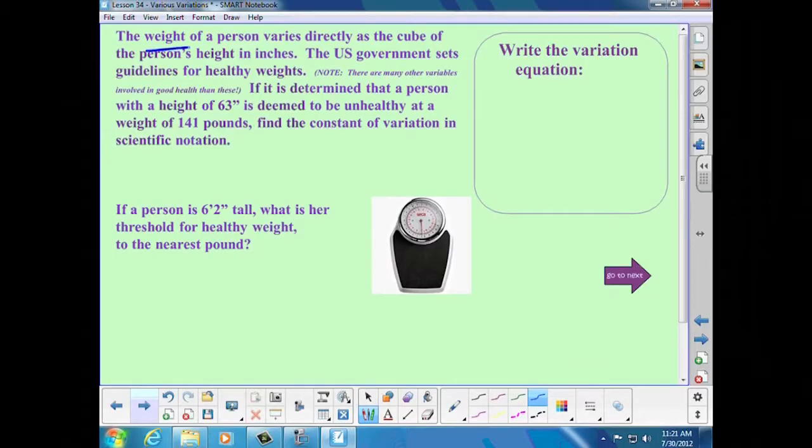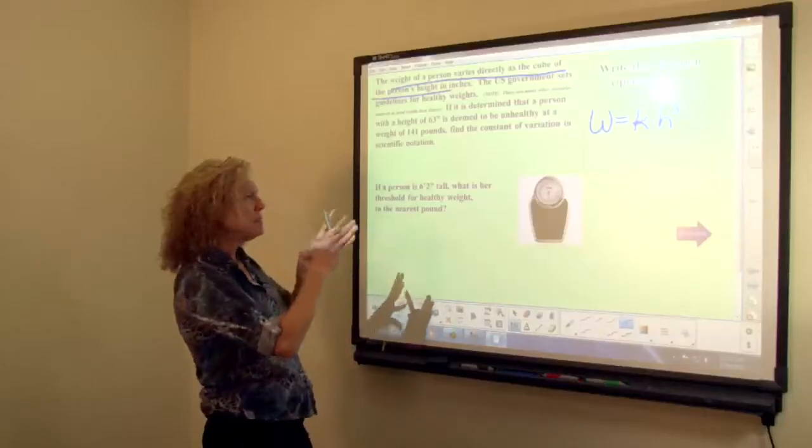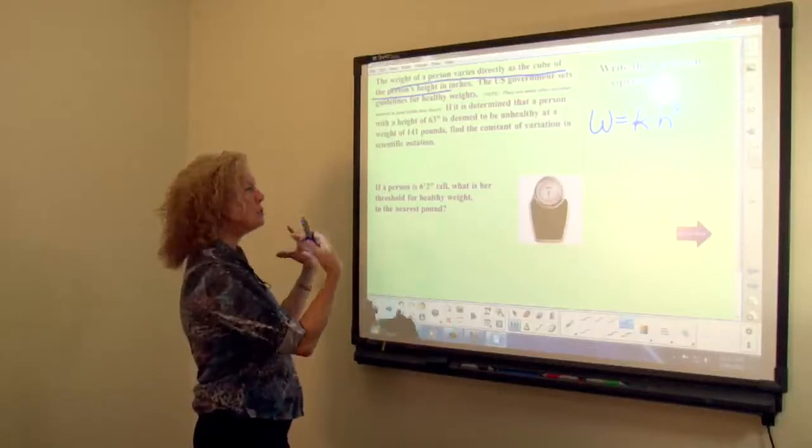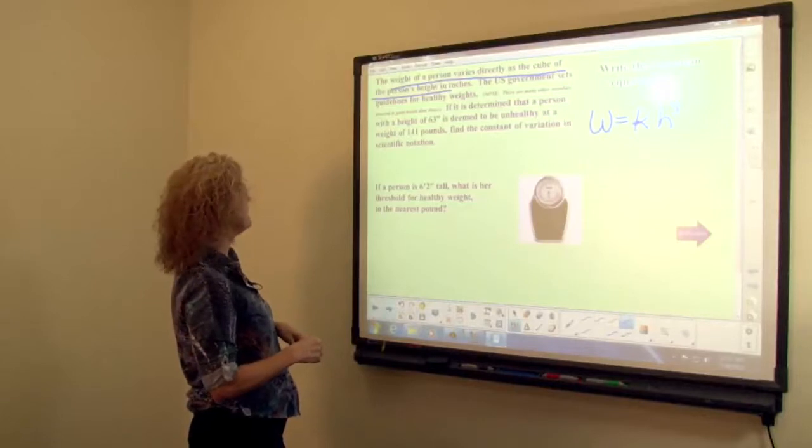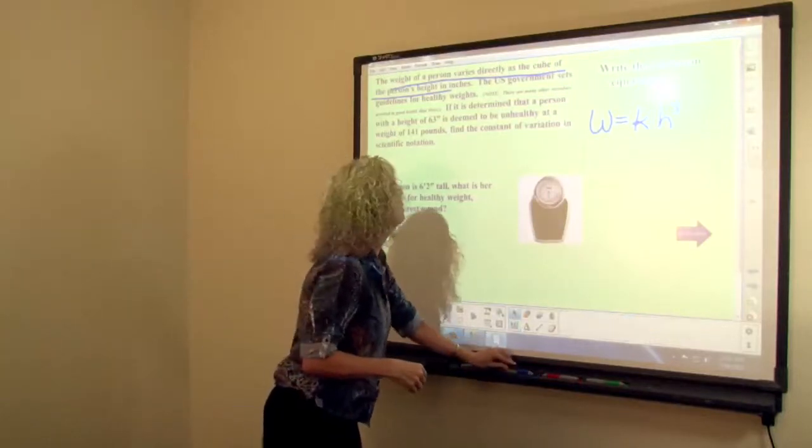So weight varies directly as the cube of the height. See, isn't it easy? Once you start interpreting the words in the problem, variation problems are extremely easy. Okay.